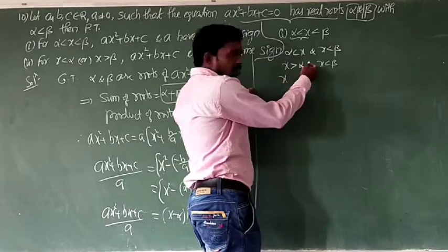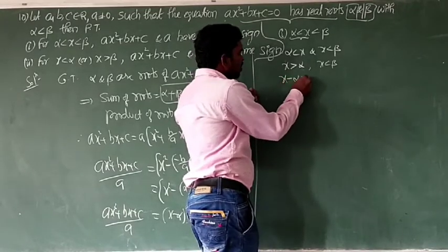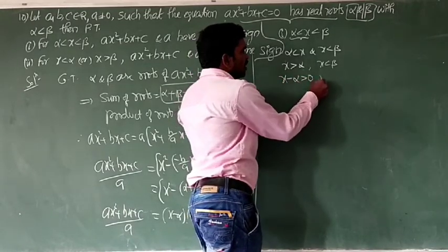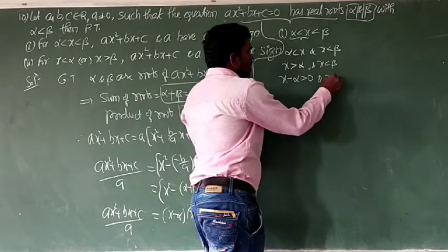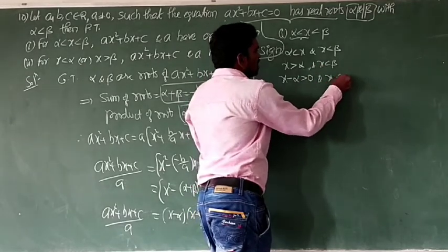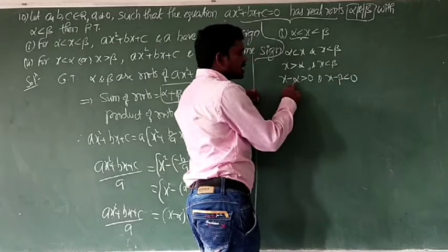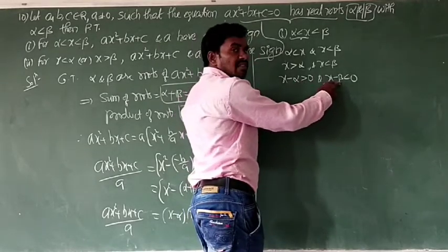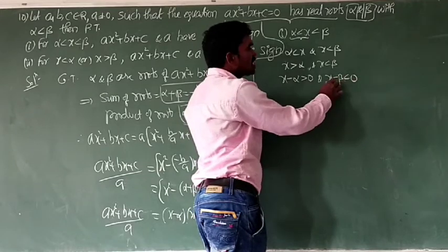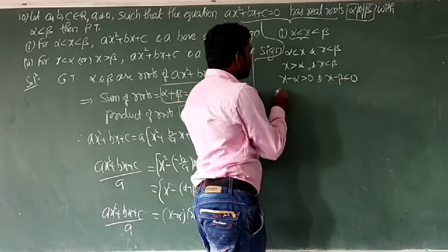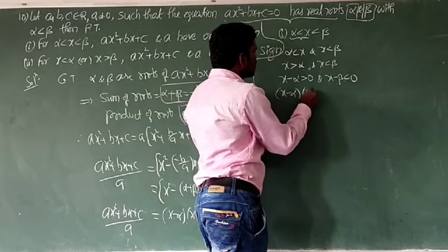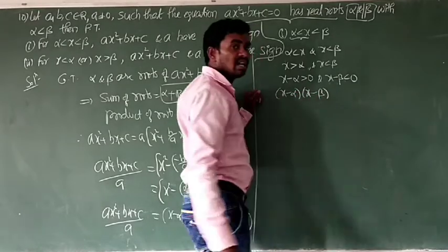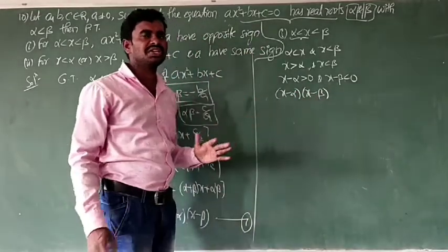Now alpha bring left side, it becomes x minus alpha greater than 0. And here beta bring left side, x minus beta less than 0. x minus alpha value is greater than 0, means positive. x minus beta value is less than 0, means negative. So if you multiply both equations, x minus alpha into x minus beta becomes what? Less than or greater? Think about it.